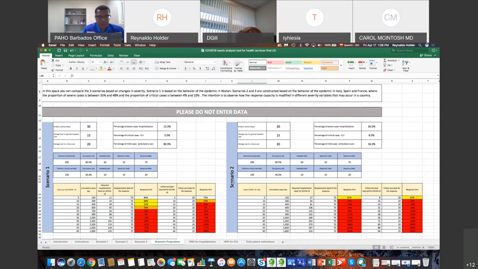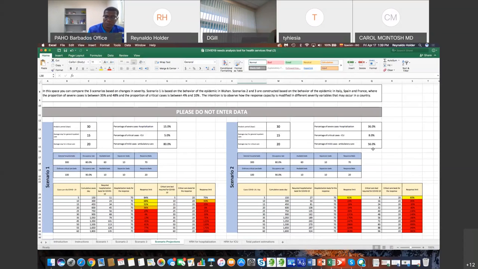Scenario number two now is based on what was occurring in Spain and France, 2 weeks, 3 weeks into the emergency. In their case, 36% of patients required admission to hospitals, 8% required intensive ventilatory care, and patients that were treated ambulatory and did not require admission to hospitals was 56%.